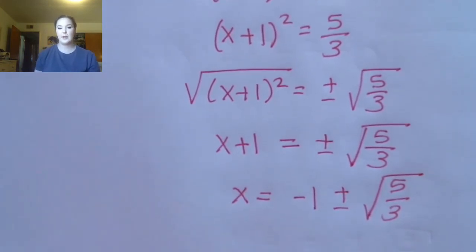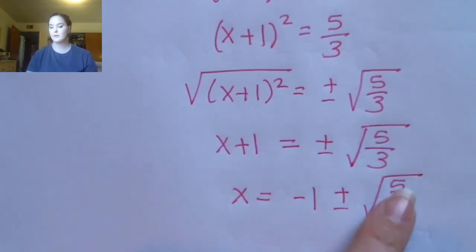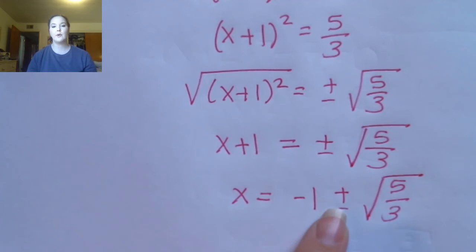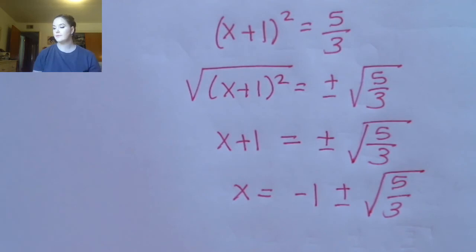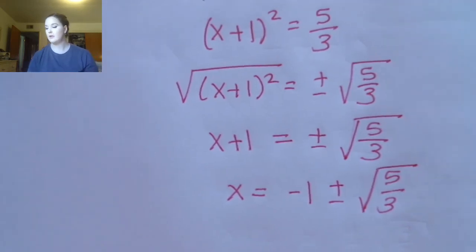Okay, and there's my pair of answers. -1 plus root 5 over 3, -1 minus root 5 over 3. And you'll notice again that they are radical conjugates. Okay, we're going to do a couple more examples with these leading coefficients because I think this is the trickiest type of example.